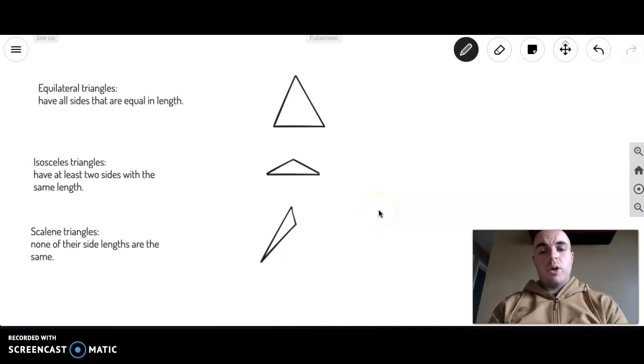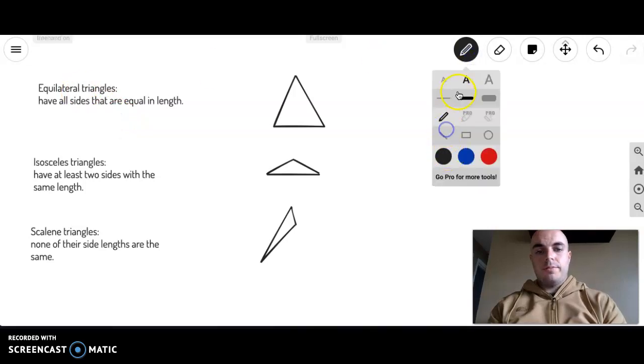Today we're going to be going over a new concept where we're working with three different categories and classes of triangles. And this is for Zearn Mission 4, Lesson 13. So I have here in front of me three definitions of three different kinds of triangles, so three different shapes of triangles. The first is an equilateral triangle.